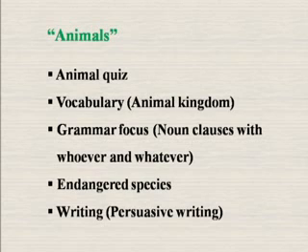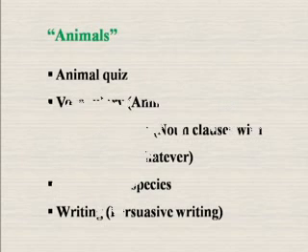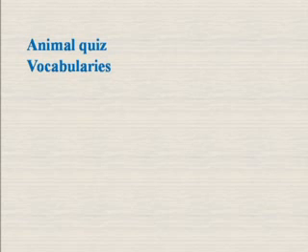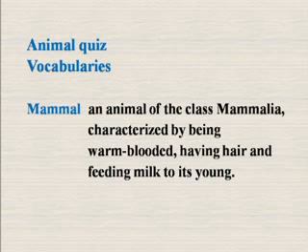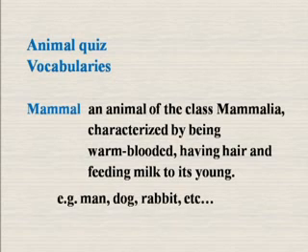Concerning this title, animals, you can start with the animal quiz. Before doing this, you need to know the vocabularies and their meanings concerning this title. Let's study this. Mammal: an animal of the class Mammalia, characterized by being warm-blooded, having hair and feeding milk to its young. For example, man, dog, rabbit, etc.